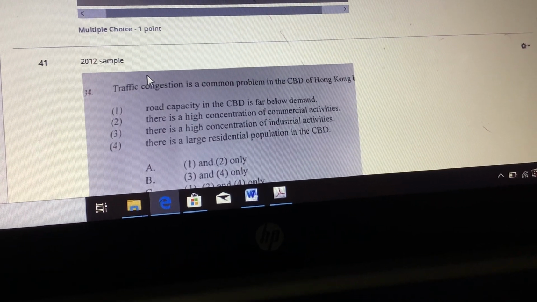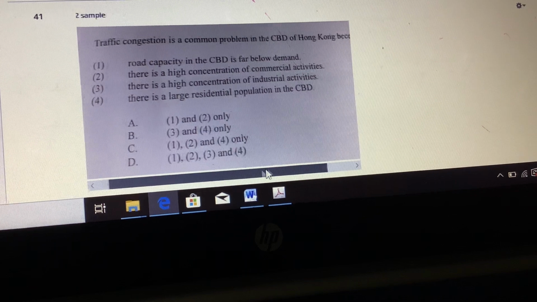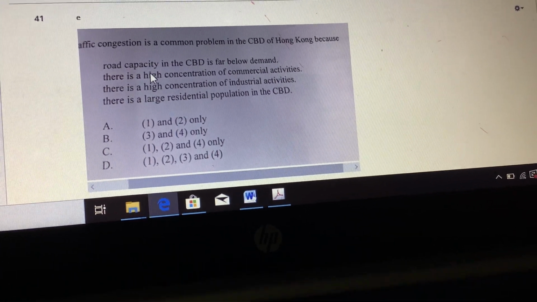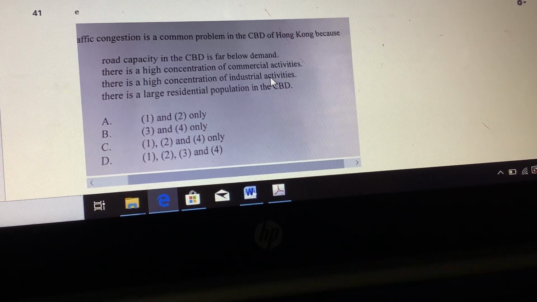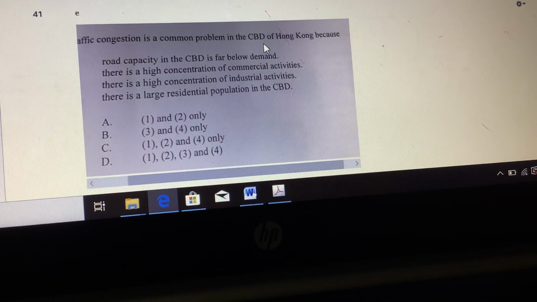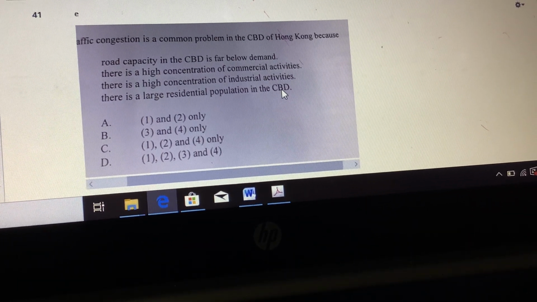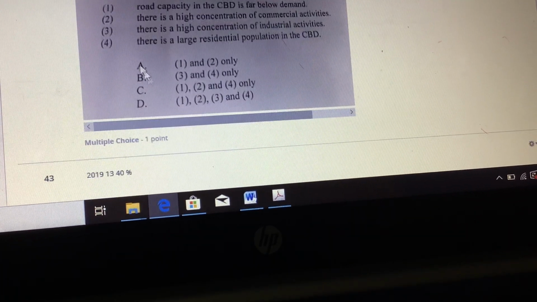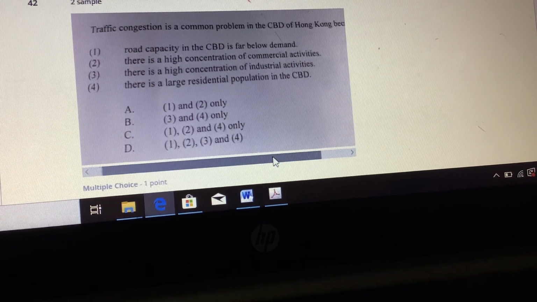Okay. Traffic congestion is a common problem in the CBD because road capacity in the CBD is far below demand. Yes. High concentration of commercial activities. Yes. High concentration of industrial activities in the CBD will be low. Okay. High residential population in the CBD will also be low. Number 1 and number 2. Okay. A. This one. Traffic congestion is also. Well, how come it's the same? Sorry about this. I'll delete one of them.